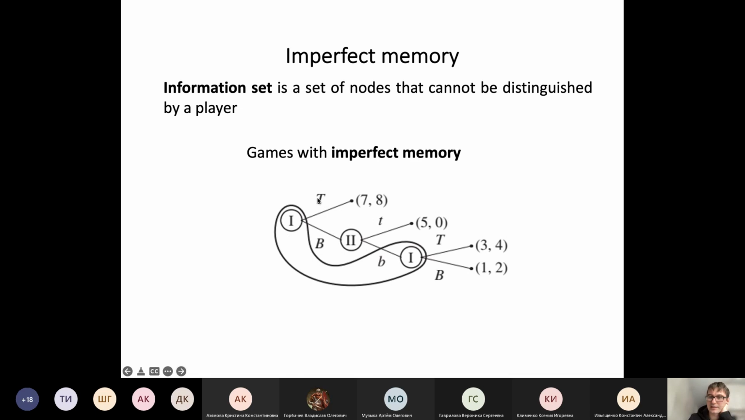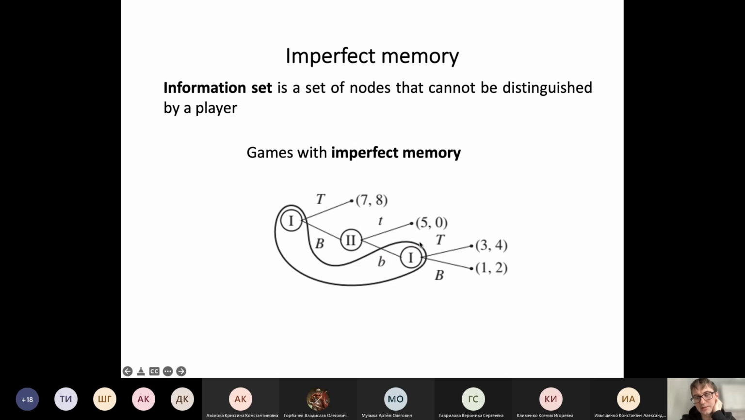Here you can find another example of a game with imperfect memory. So the first player decides between T and B. If first player has chosen B, then second player can choose between small t and small b. And if second player has chosen small b, then first player can choose between capital T and capital B. But what is strange is that first player cannot distinguish between these two nodes.